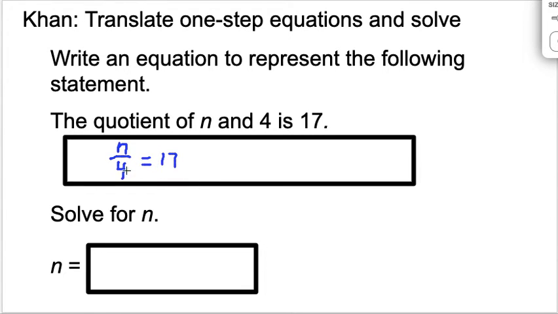And remember we talked about this: if it's a division problem, we're going to multiply to solve it. So we're going to take 17 times 4. 4 times 7 is 28. Carry the 2 up here. That would end up with 68.